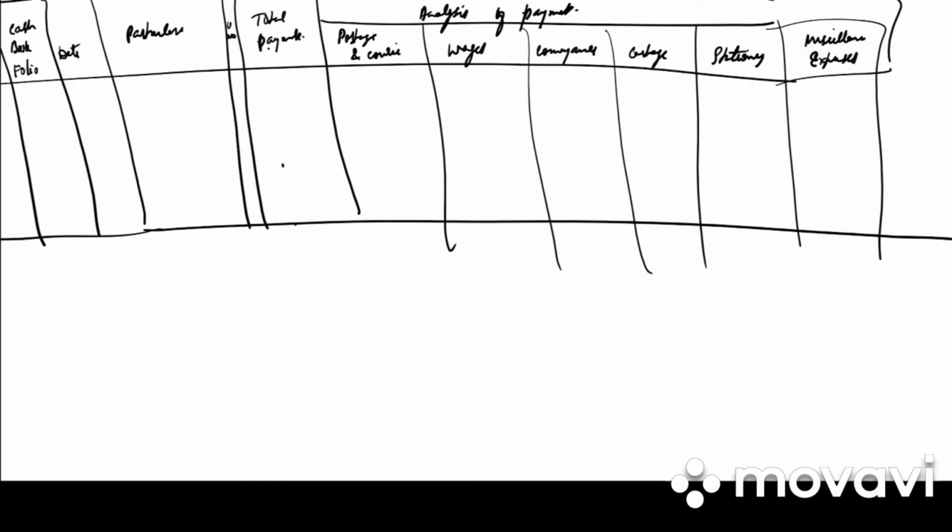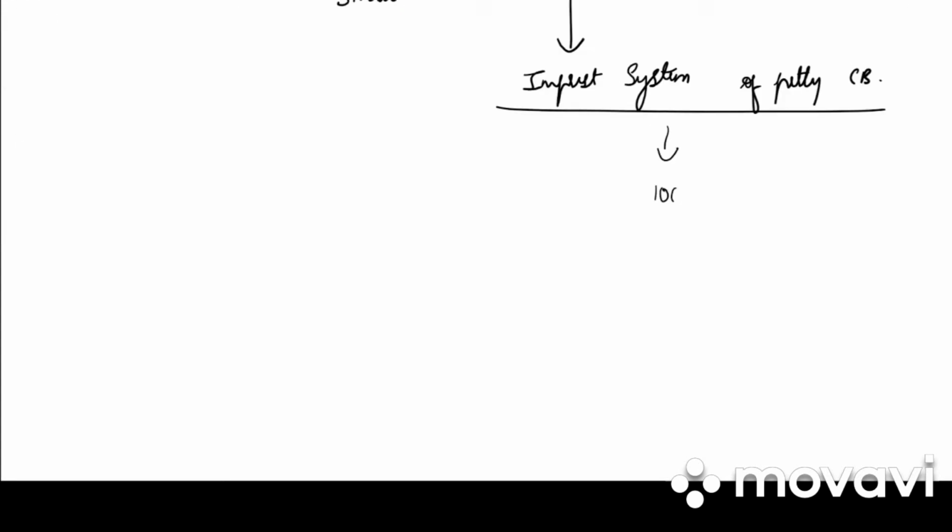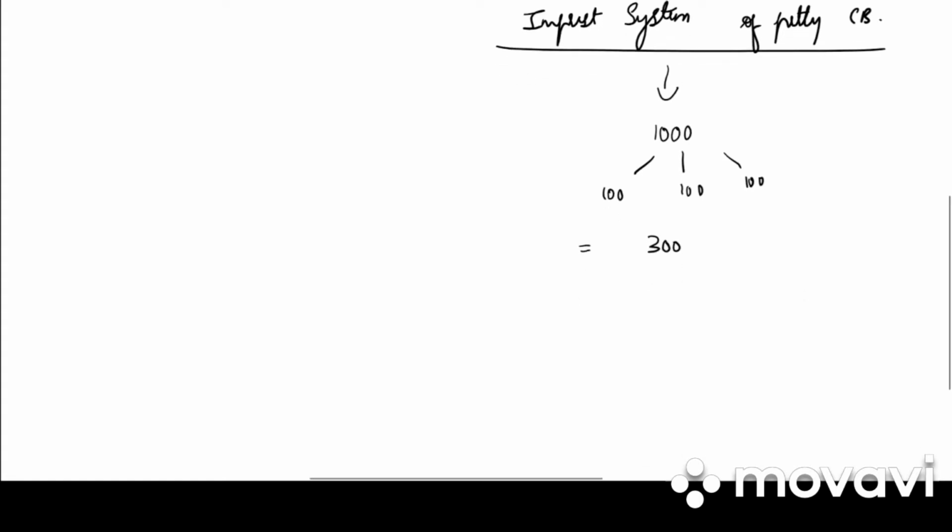There will be one column after debit and credit side, that is analysis of payment. Under that we will be having 6 sub columns. Say for example the petty cashier is given ₹1000 at the beginning of the month, that he needs to take care of the petty expenses. So he spent 100 on refreshment, 100 on stationery, 100 conveyance. So how much in total did he spend? 300 rupees. So what does Imprest system of petty cash book do?